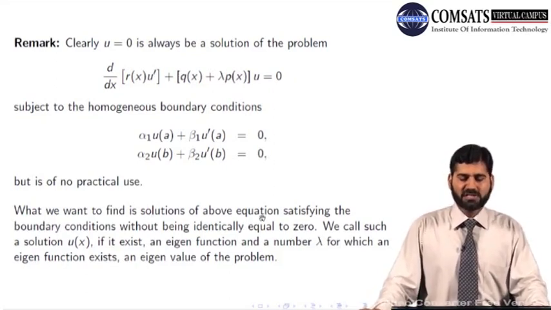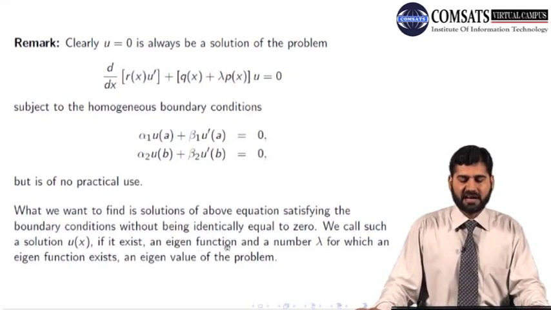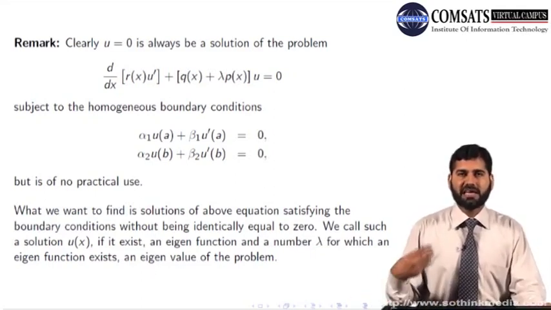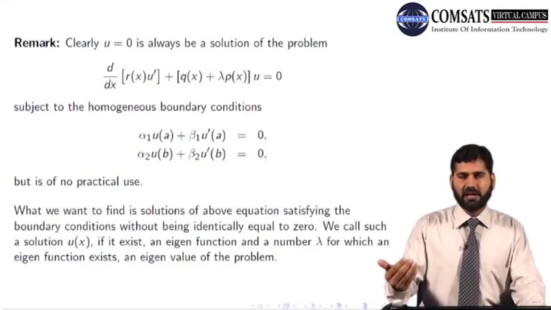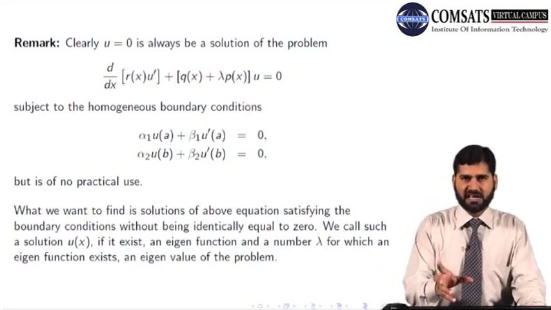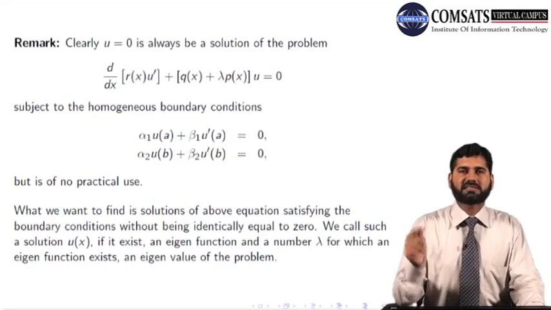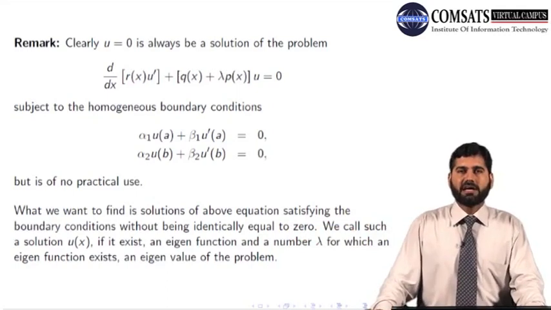What we want to find is the solutions of the above equation satisfying the boundary condition without being identically equal to 0. We call such a solution, if it exists, an eigenfunction, and the number lambda for which an eigenfunction exists is called the eigenvalue of the problem. We have been doing this before as well in the method of separation of variables. We came up with different boundary value problems where lambda was a parameter inside, and we defined the eigenvalues and eigenfunctions there as well: the values of lambda for which this system has a non-trivial solution are called the eigenvalues, and those non-trivial solutions are called the eigenfunctions of the system.